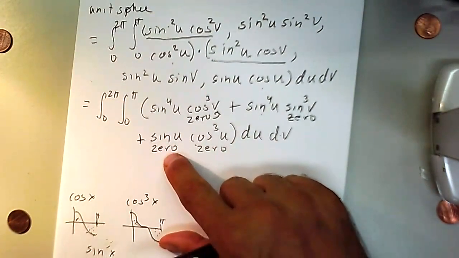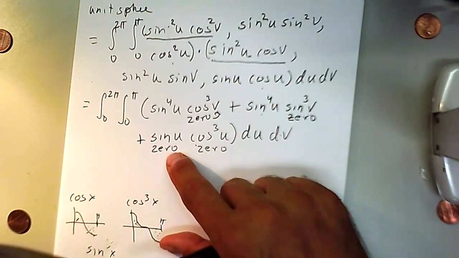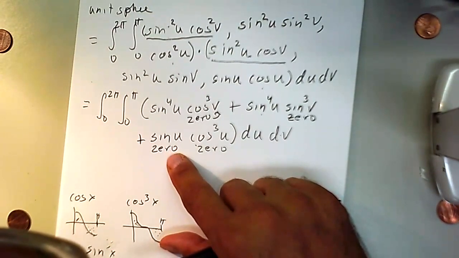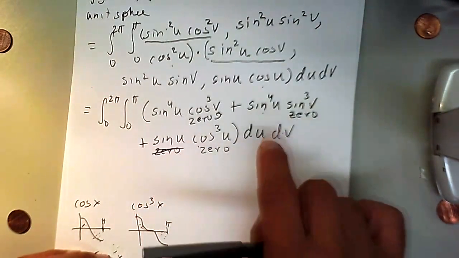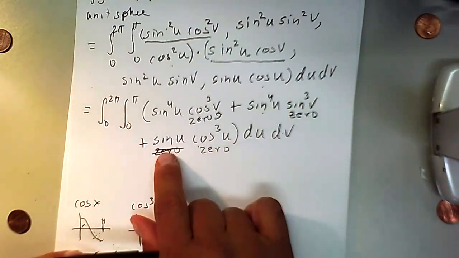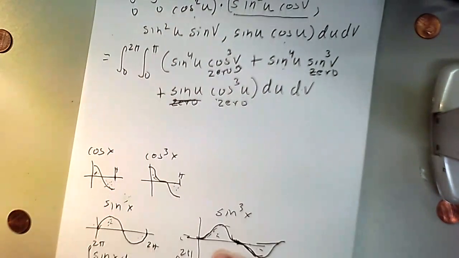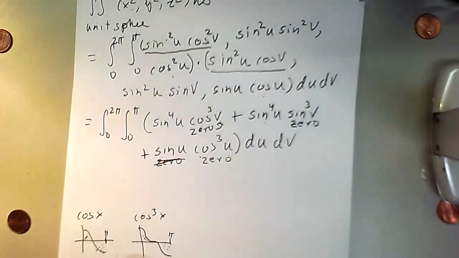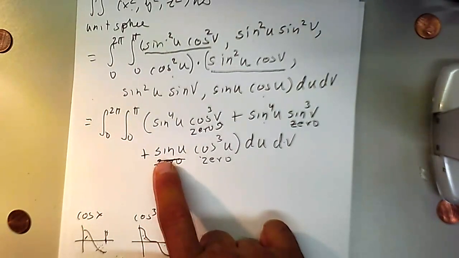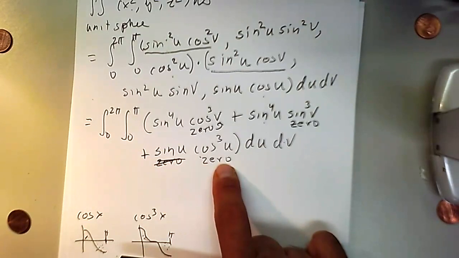And let me double check this guy. Sine from 0 to pi. Yep, no, this one is not 0. Take that back, because sine from 0 to pi is actually 2, I believe. It is not going to give us 0. So that one is not 0, but this one is going to be 0.